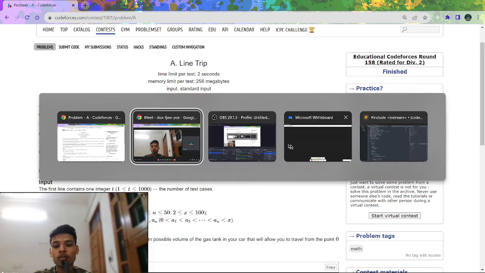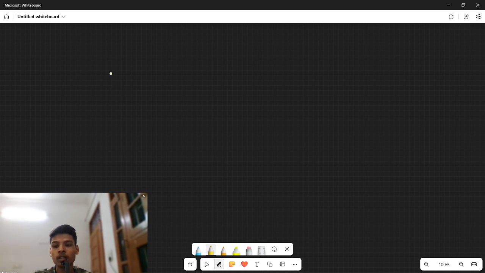I will tell you the solution of the problem here only. For example, I am at position 0 and there are some number of gas stations in between some points. The gas stations are defined as an array: this is A1, this is A2, this is A3 and so on. Then I have to reach from point 0 to point x, and I have to come back from x to 0 also, right?